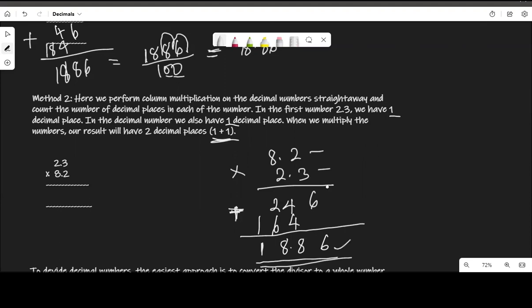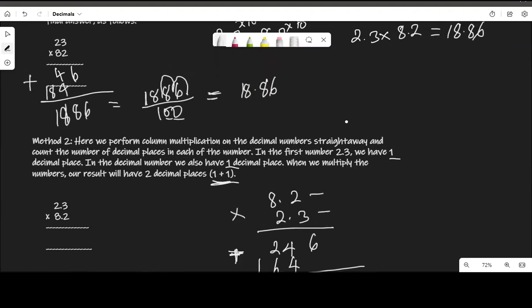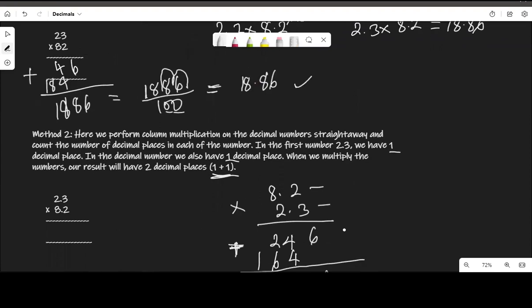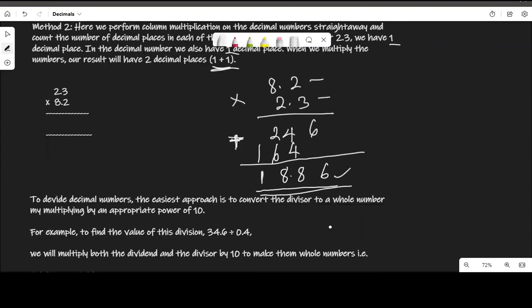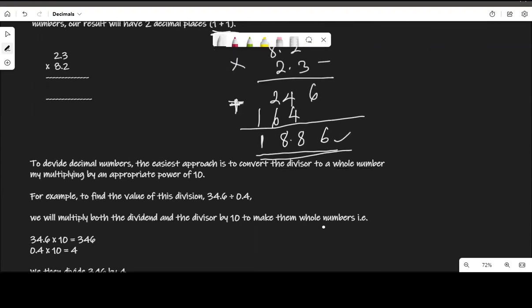So that you can see we got the same thing with this. So whichever method or whichever approach you apply, we are going to arrive at the same thing. So that is how to multiply decimal numbers.